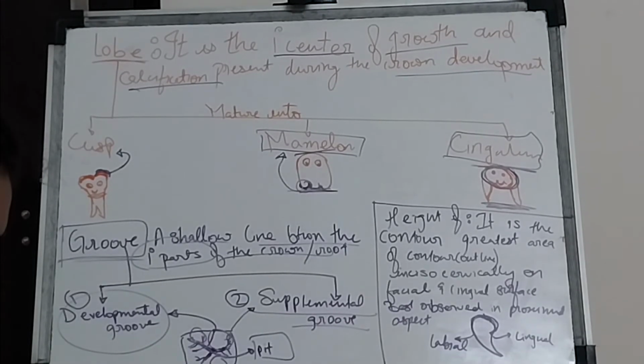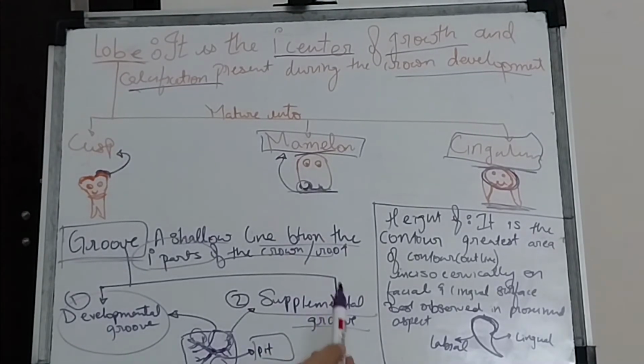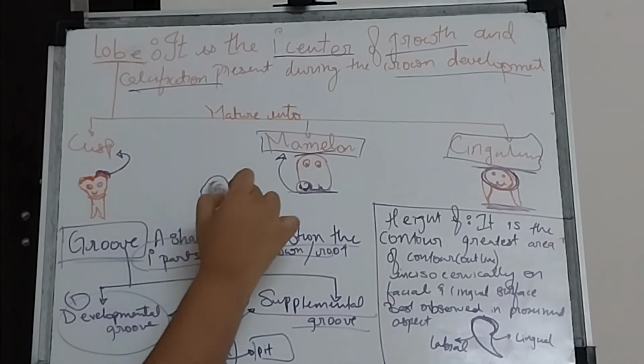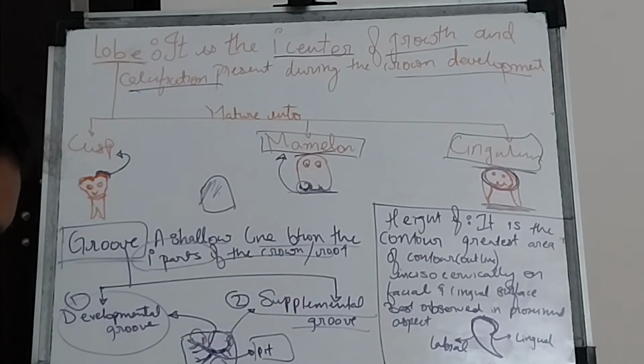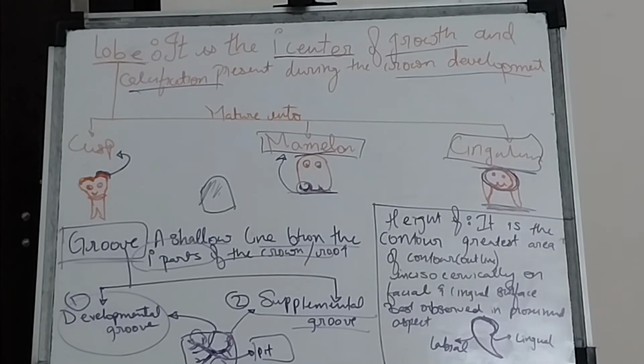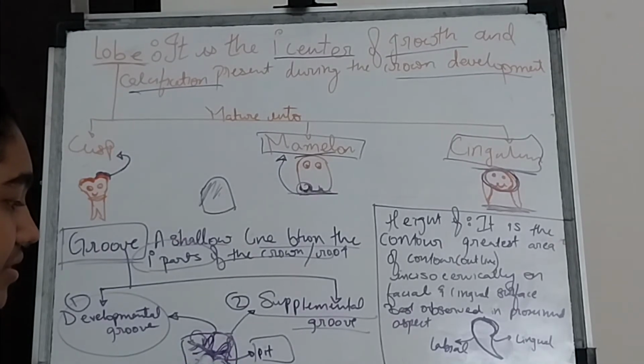And tubercle, it is a smaller elevation on some portions of the crown produced by the extra formation of enamel. So sometimes there will be extra formation of enamel somewhere on the top, there will be an extra elevation, so that will be called a tubercle. And sulcus is a long depression or a valley in the surface of the tooth between the ridges and cusps. So there is an elevation and a depression. So this valley, okay, it is called a sulcus.